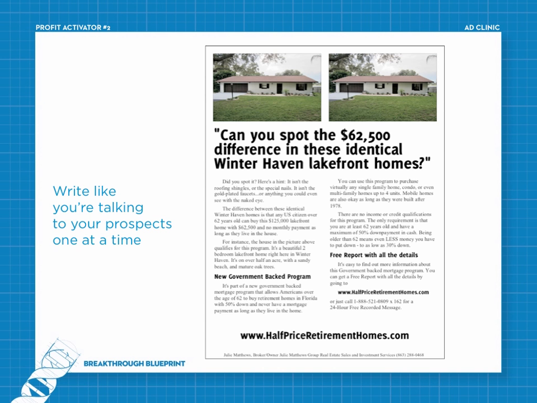We've got 2 pictures of an identical house up there, and the headline is, "Can you spot the $62,500 difference in these identical Winter Haven lakefront homes? Did you spot it? Here's a hint. It isn't the roofing shingles or the special nails. It isn't the gold-plated faucets or anything you could even see with the naked eye. The difference between these identical Winter Haven homes is that any U.S. citizen over 62 years old can buy this $125,000 lakefront home with $62,500 and no monthly payment as long as they live in the house.